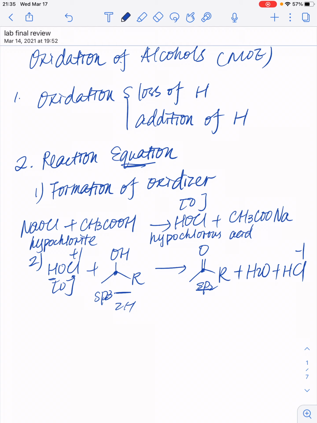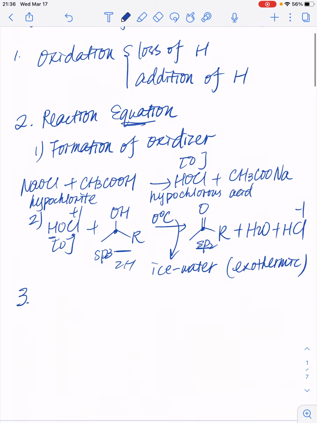Do we need anything else? Yes. The reaction happens in ice water. So you either have 0 degrees Celsius or ice bath or ice water on top of the arrow to indicate the reaction condition, right? The reaction is very exothermic, which is why we use an ice bath in the first place, to control that the reaction doesn't go too violently. Right, that's going to be our balanced equation for oxidation of alcohols.